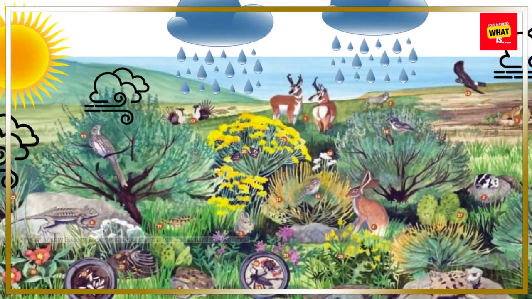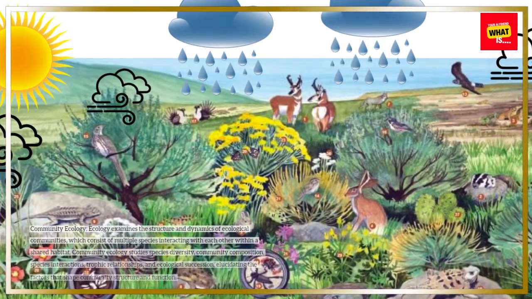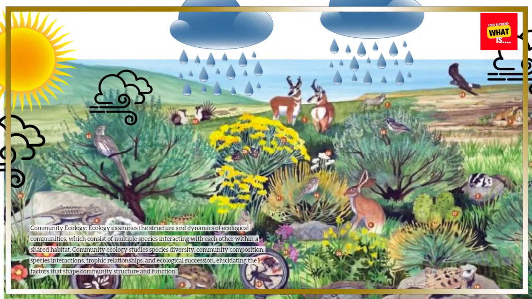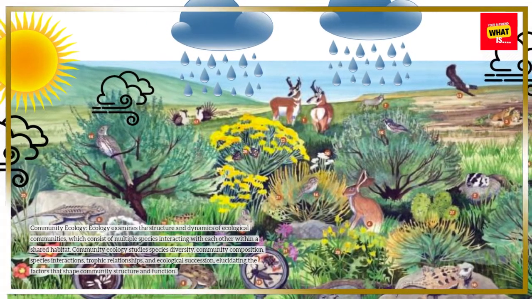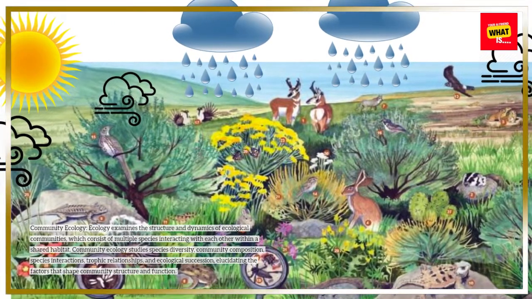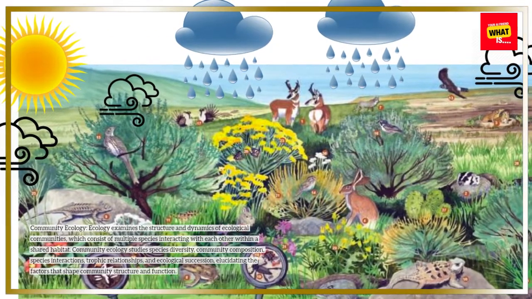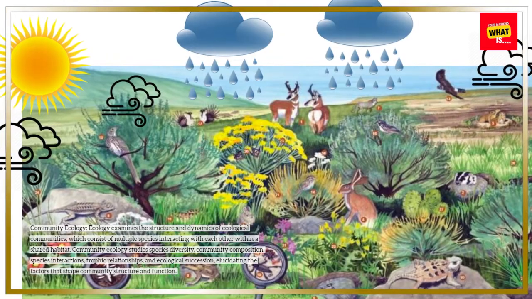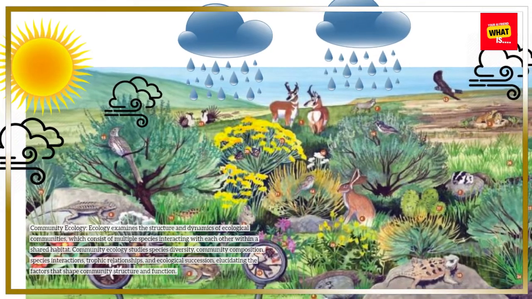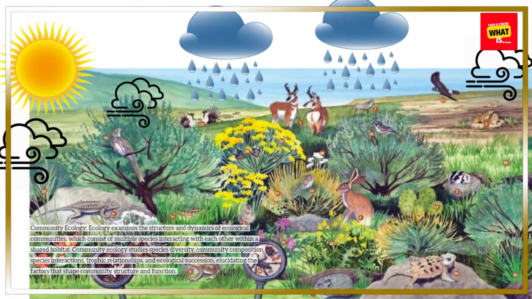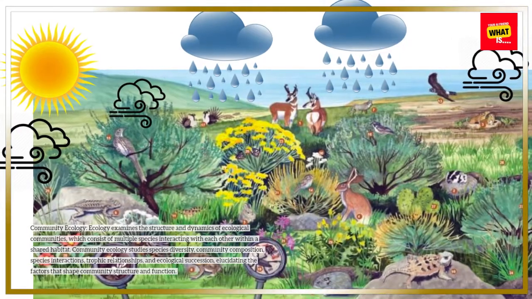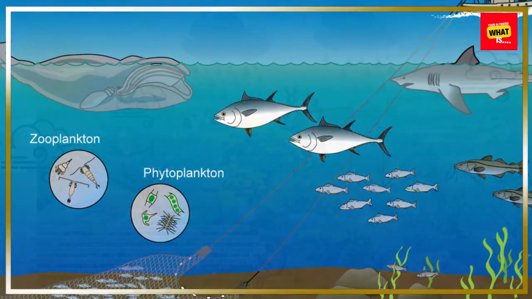Community ecology. Ecology examines the structure and dynamics of ecological communities, which consist of multiple species interacting with each other within a shared habitat. Community ecology studies species diversity, community composition, species interactions, trophic relationships, and ecological succession, elucidating the factors that shape community structure and function.